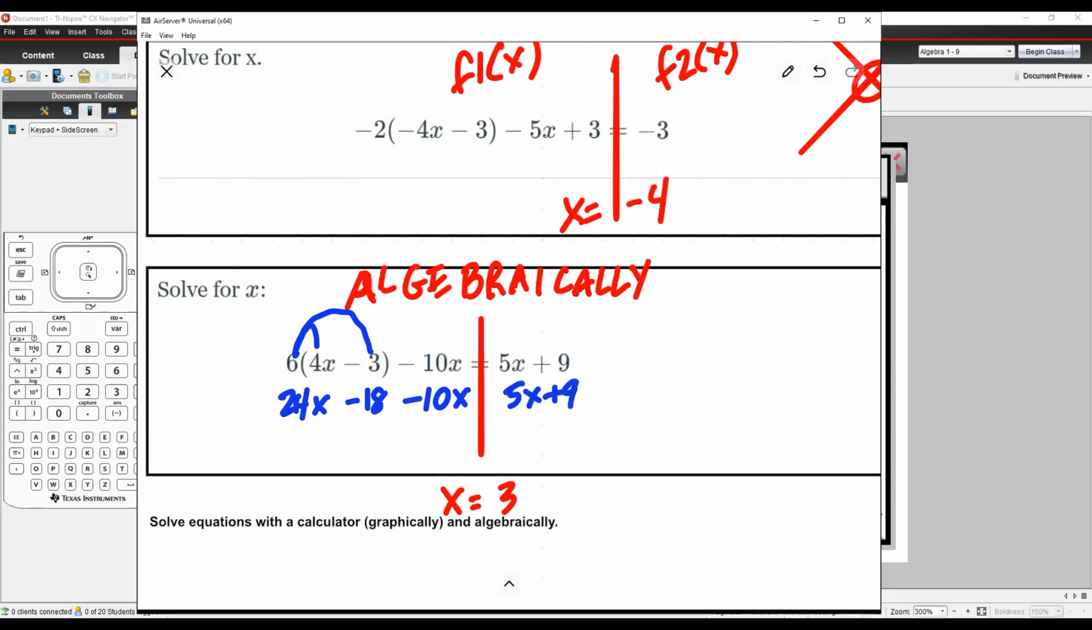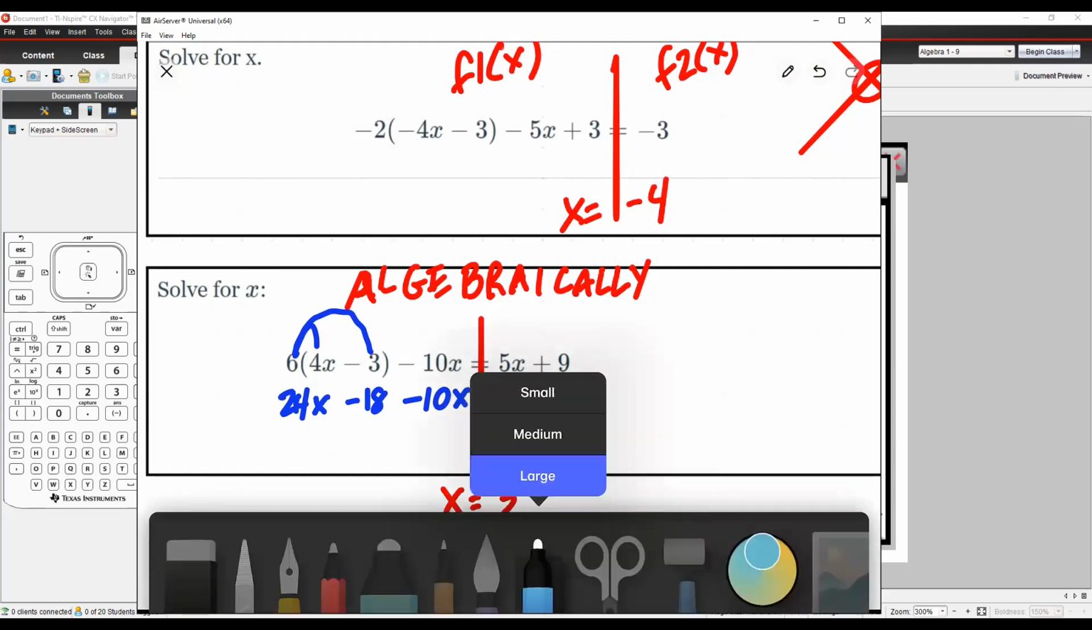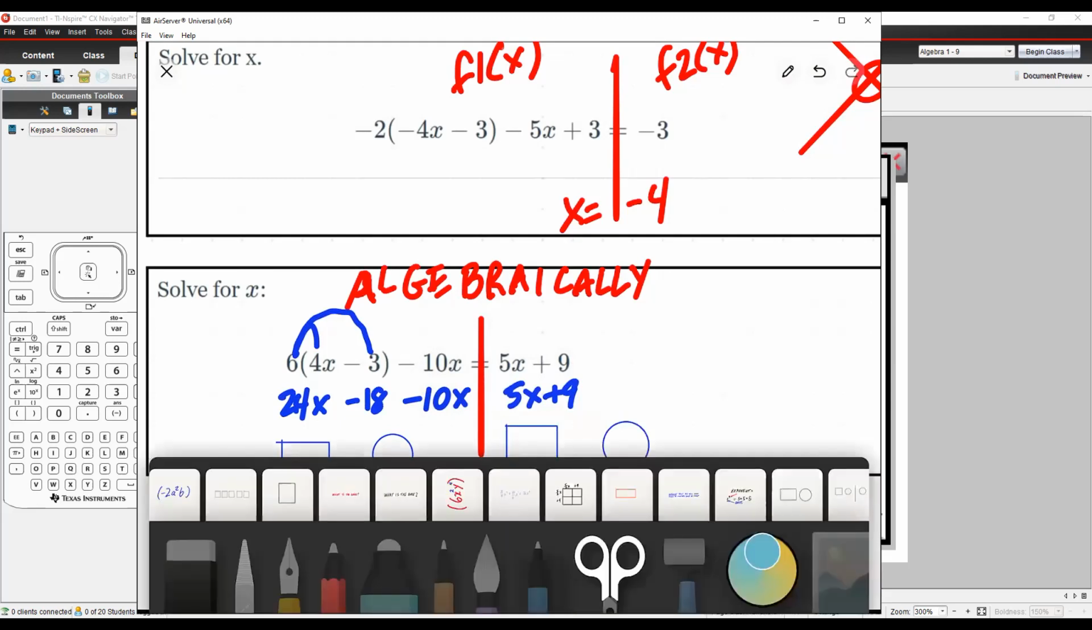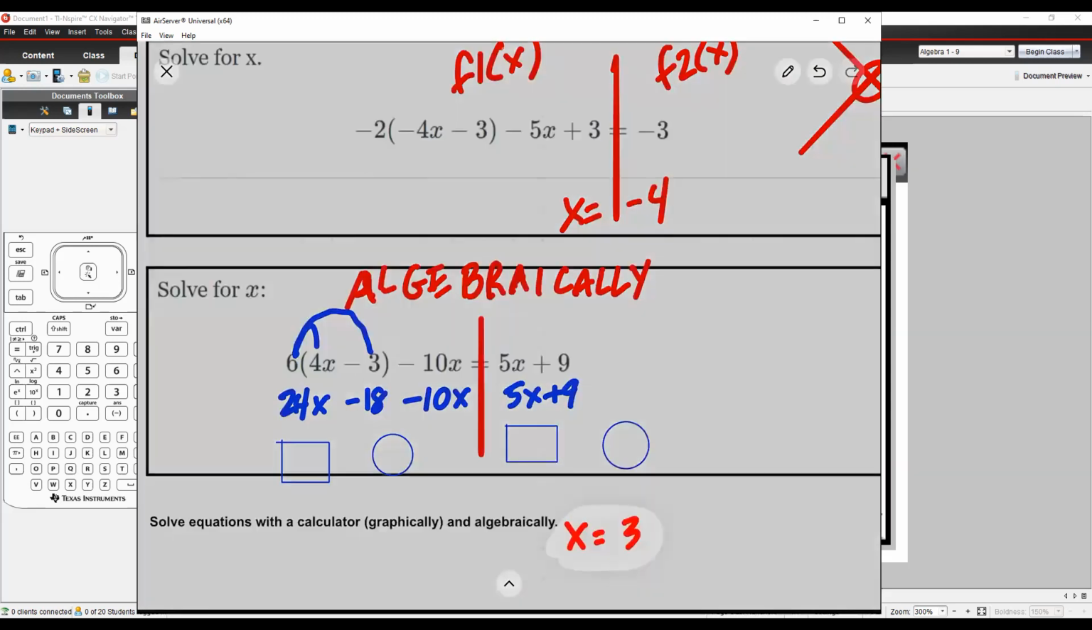Now, I'm going to use boxes and circles. So, and let me make this a little thinner. So right here, I'm going to put a box. And then I'm going to put a circle. And then over here, I'm going to have a box. And then, well, let me make a better box. And then I'm going to have a circle. And then I'm going to move this answer down so I have a little bit more room. I'm going to move it over here.